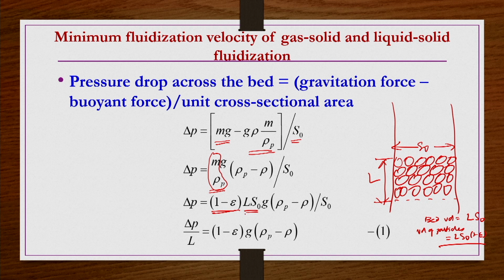So we substitute L S naught multiplied by 1 minus epsilon, this S naught cancels out, and L you can take to the left hand side. So you have delta P by L equals 1 minus epsilon g delta rho. Now this equation we are going to use in Ergun's equation in order to find the minimum fluidization velocity. When you are gradually increasing the velocity, there would be a certain velocity at which the pressure drop would be equal to this, and after that it is going to be constant. The corresponding velocity we can call the minimum fluidization velocity V O m bar, and the corresponding voidage we can call epsilon m.